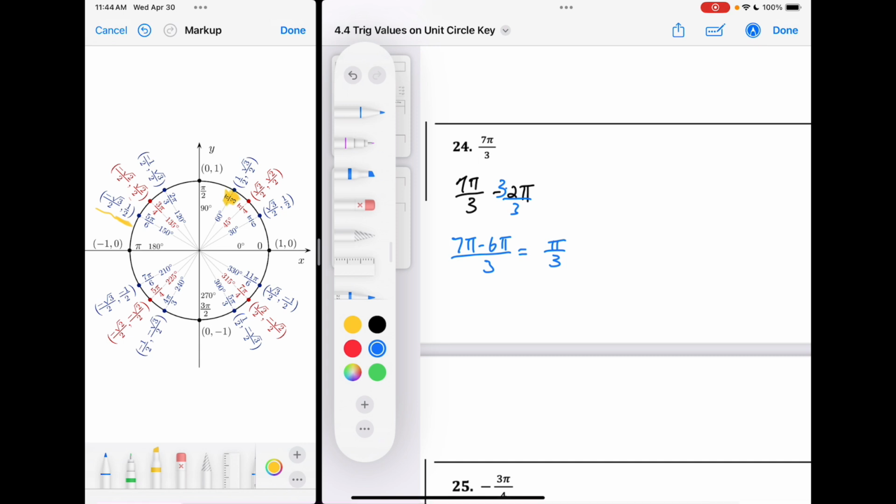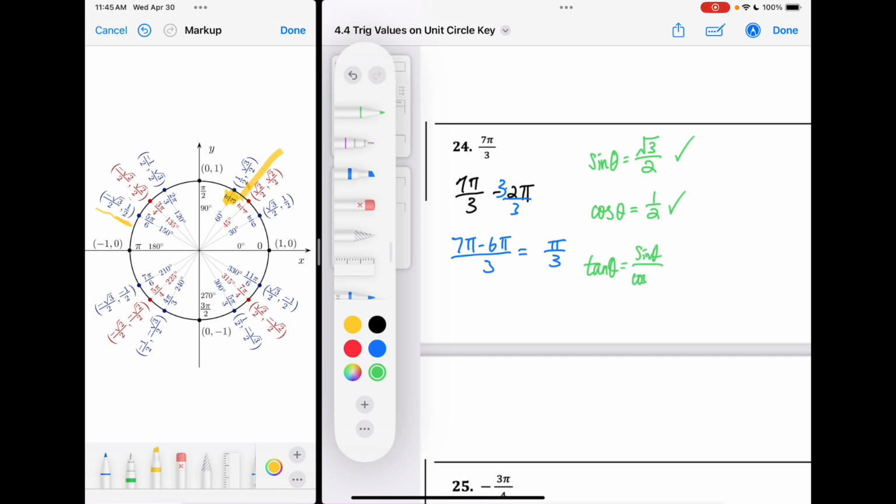Now smile, do you see pi over 3 on your unit circle? Yes. So my answer is waiting for me to get. What you see is what you got. The sine of the angle is equal to square root 3 over 2, and this is correct. What will be my cosine? The cosine on my unit circle will be 1 over 2. This is correct. Check.